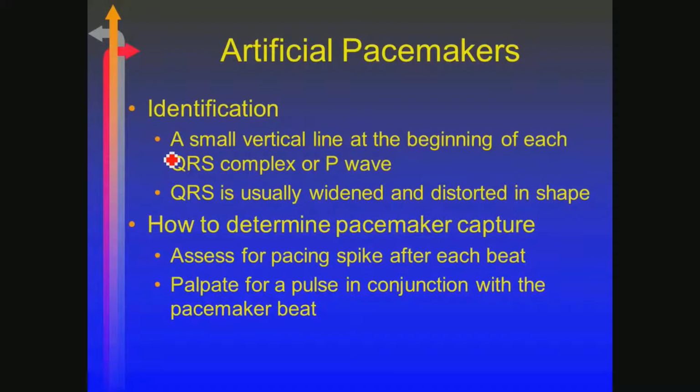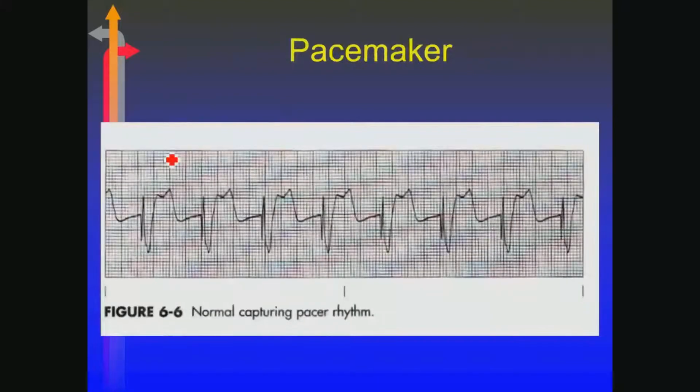And we can identify a pacemaker being present by a vertical line at the beginning of the QRS complex, or in the case of an atrial pacer at the P wave. And because the origin of that beat starts typically in the ventricle, it's going to be a wide complex. It's going to look funny. So look for that pacing spike, and here's a picture of it. You can see this vertical line, very narrow, followed by a QRS complex. It's a ventricular pacer.